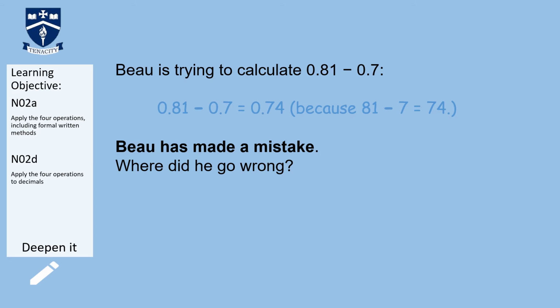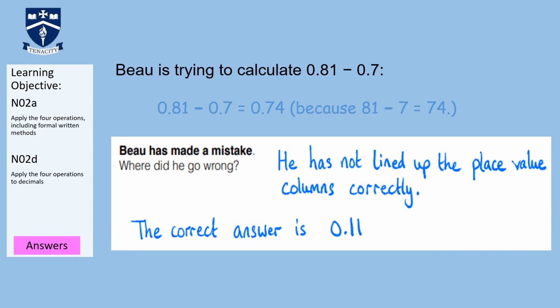See if you can spot the mistake Bo has made with this calculation and explain clearly where he went wrong. Press pause and do the question in your book. Here we can see that Bo has not lined up his digits by place value. He's done this question in his head and done 81 subtract 7. However, the 8 and the 7 share the same place value. It should be 81 subtract 70 if he was going to be trying to do this in his head. We can see that the correct answer is 0.11.